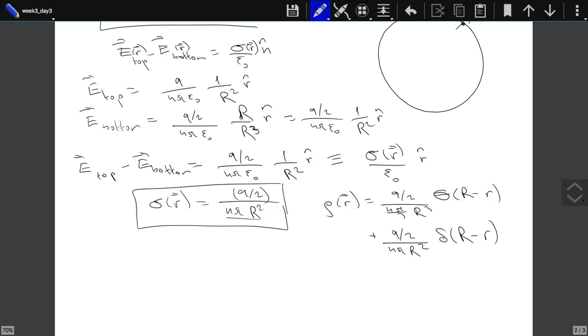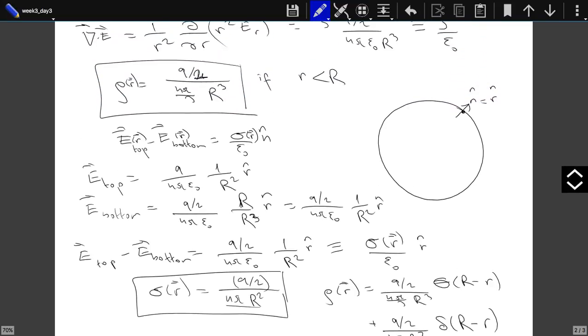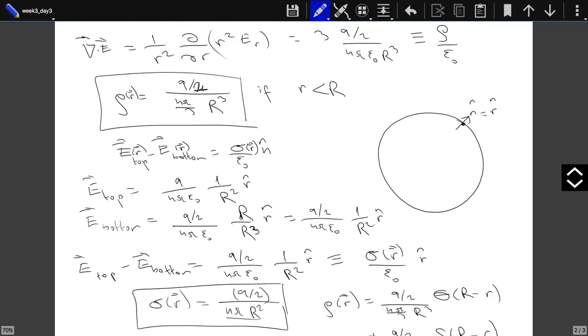Because on one side, the electric field is 0. The other side, it won't be 0. Since it's discontinuous, then there should be a surface charge density. And the way to calculate the surface charge density is exactly this one. It's just one computation. Other questions?